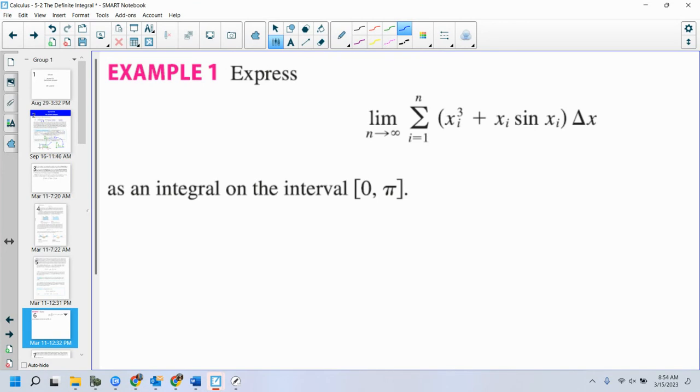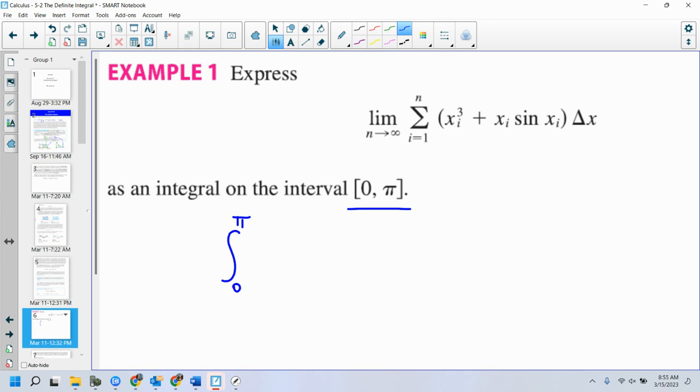Just go from this limit notation, and we're going to write it as an integral. Okay? So first thing here is that I see my interval that I want to integrate on. So I'm going to say from 0 to pi. 0 is my lower boundary, pi is my upper boundary. I'm going to write it like that.